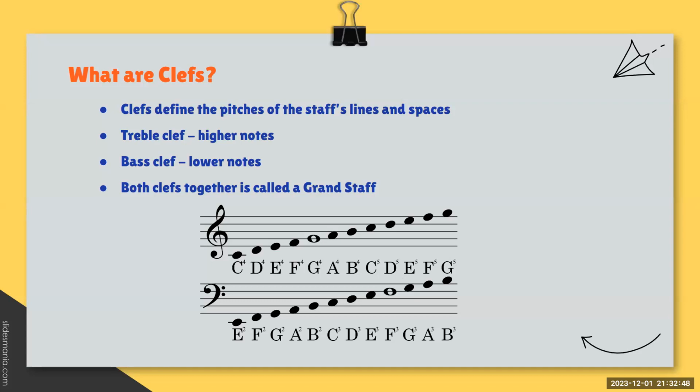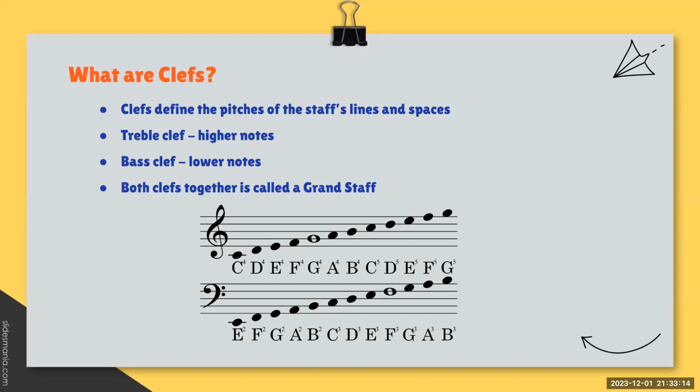So even though all the notes are written on the same 5 lines, the clef would determine the pitches. So if you're using a treble clef, then the first note there would be a C, but if you're using a bass clef, the first note would be an E and it's much lower.